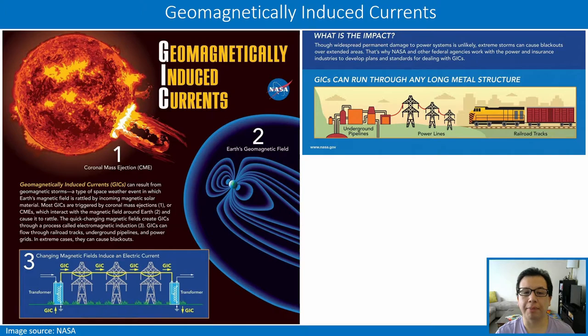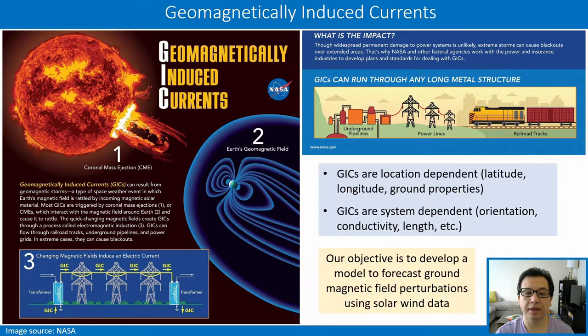There is, of course, a practical aspect to GICs, as enhanced currents running through conductors can reduce the lifetime of pipes and tracks by increasing corrosion, and in some extreme cases can lead to the overload of power lines and even malfunctions of the electrical distribution systems.